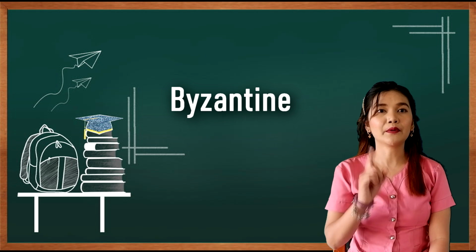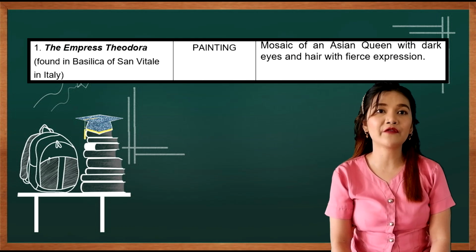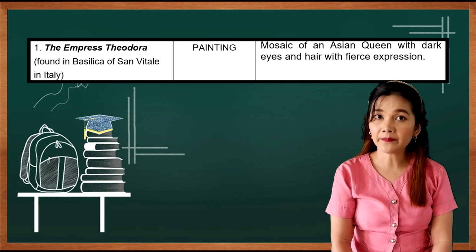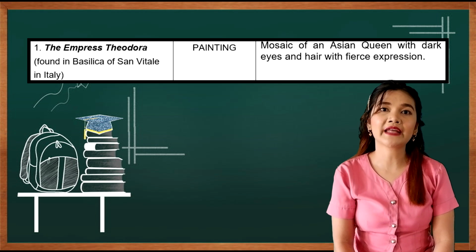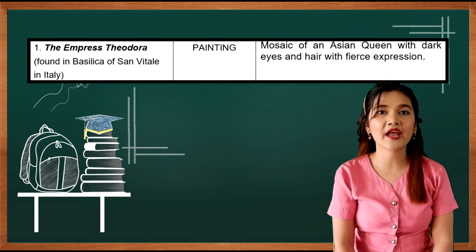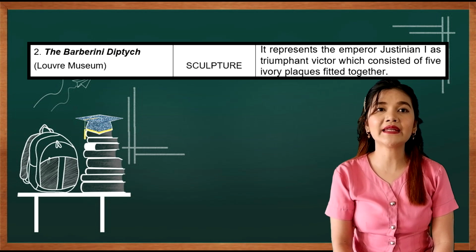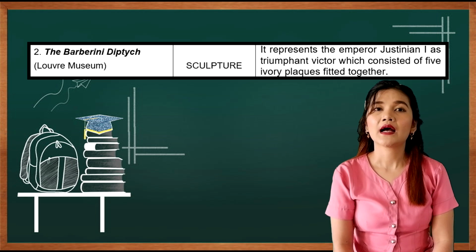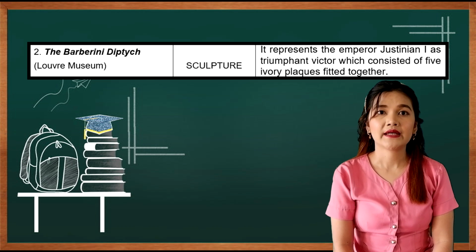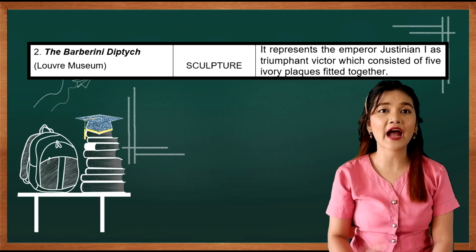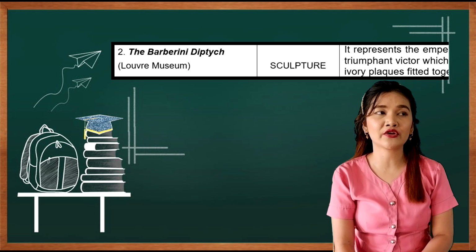Byzantine. Number 1. The Empress Theodora founded Basilica of San Vital in Italy. Art form, painting. Mosaic of an Asian queen with dark eyes and hair with fierce expression. Number 2. The Barberini Diptych, Louvre Museum. Art form, sculpture. It represents the Emperor Justinian I as triumphant victor, which consisted of 5 ivory plaques fitted together.